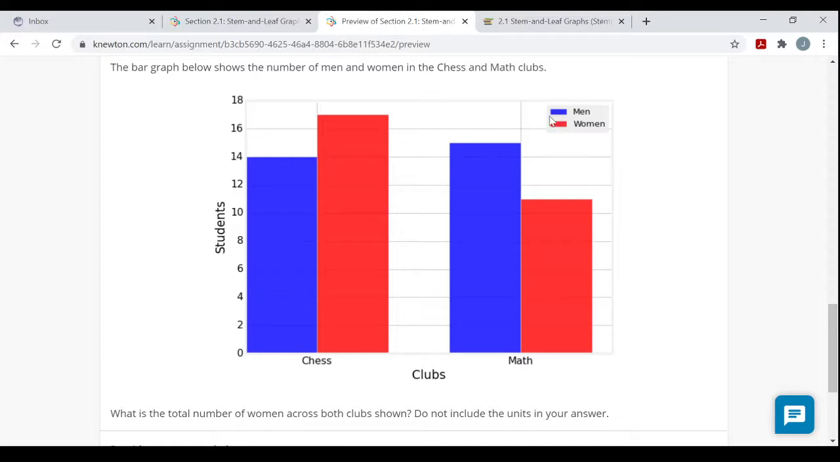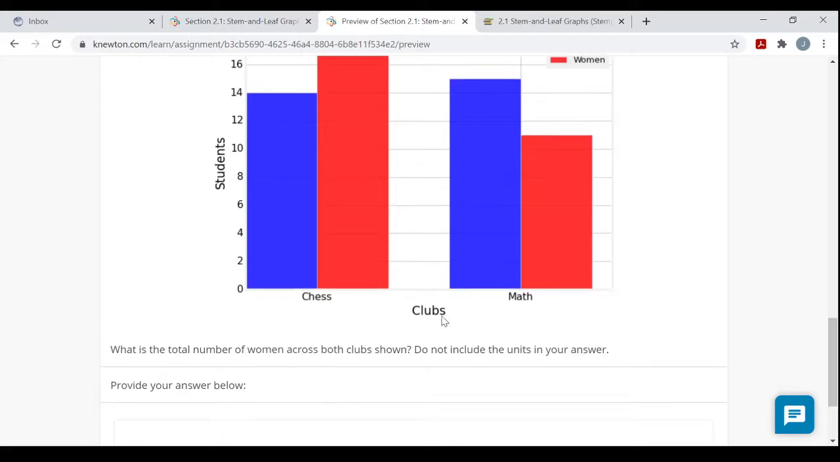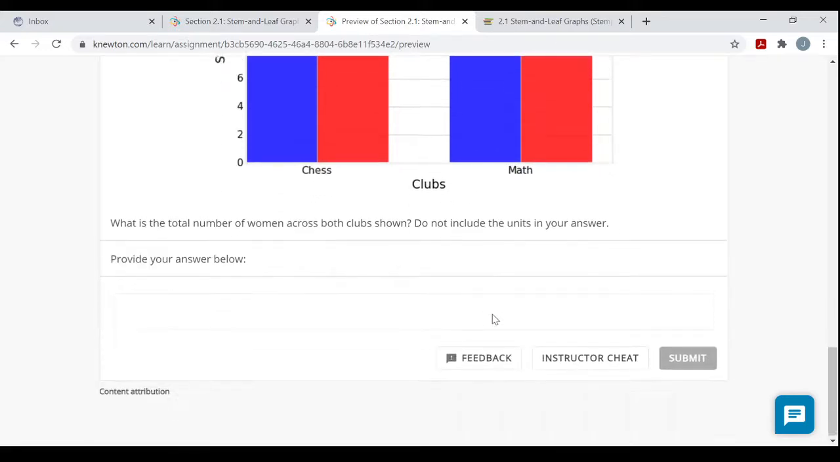So again, blue is for men, so it looks like there are 14, the height of the bar, 14 men in the chess club. Looks like there are 15 men in the math club. And red is for women. Looks like there are 17 women in the chess club, and look at where this is. This is 11 women in the math club. Just reading that pretty quickly.